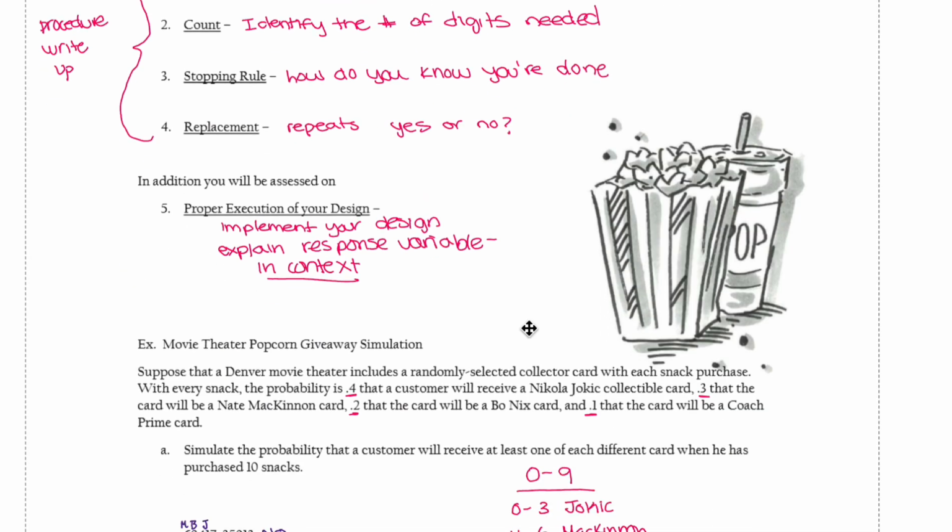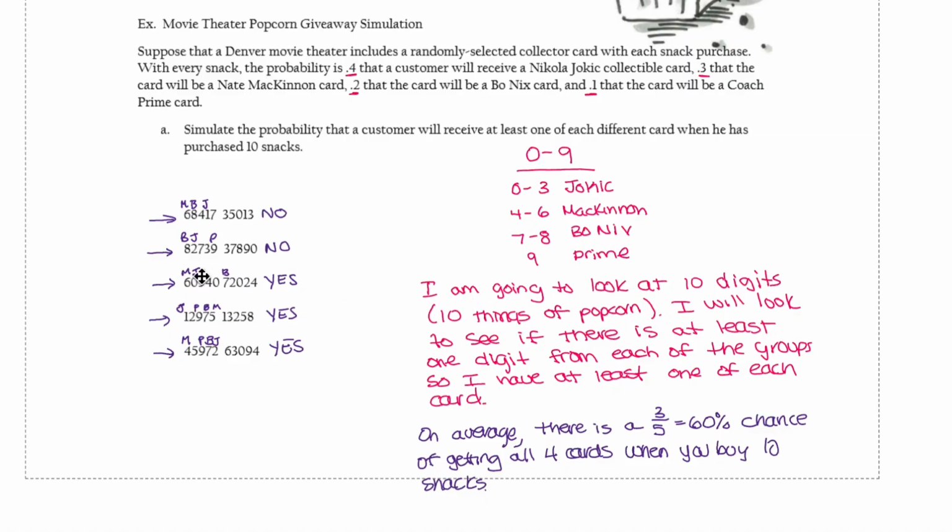So the most important idea is assigning digits. This is the part people struggle with, so listen carefully. We are given probabilities. Jockey card is 0.4, Machion card is 0.3, and Bonix card is 0.2. Prime card is 0.1. Now we use digits from 0 to 9 because random digits go from 0 to 9. That gives us 10 total digits.